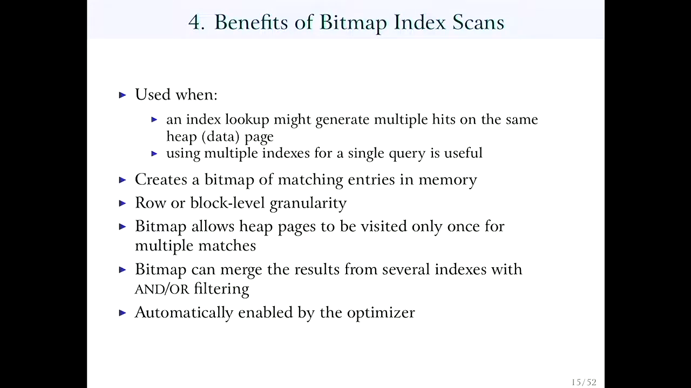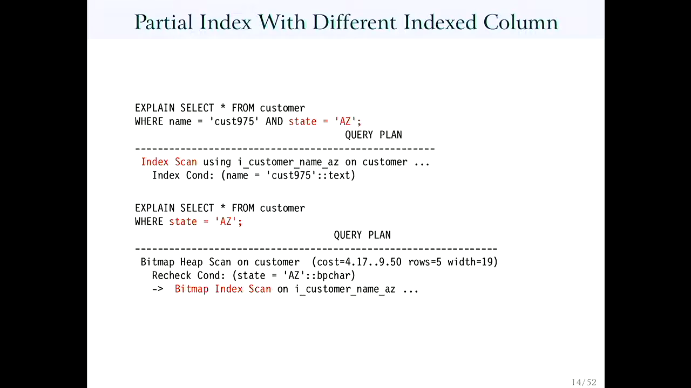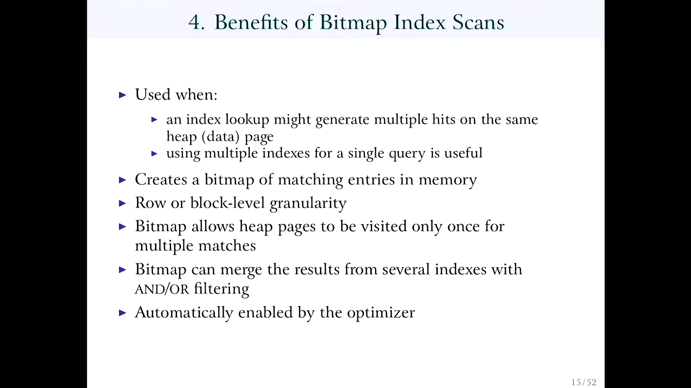We have another way of doing indexes called a bitmap index scan. It's not technically an index. It automatically happens when you run queries. You've seen a bitmap index scan right here, for example. It's particularly used when we expect an index to generate multiple matches on the same page. So if we expect the index to hit a bunch of matches, we'll use a bitmap index scan.